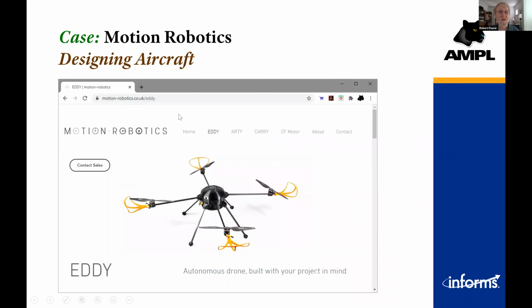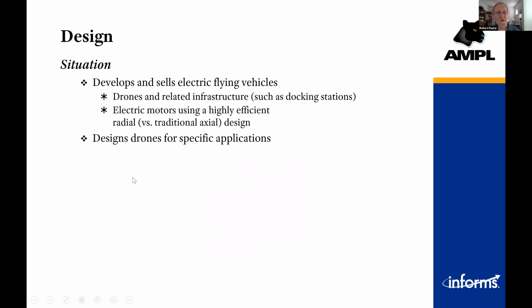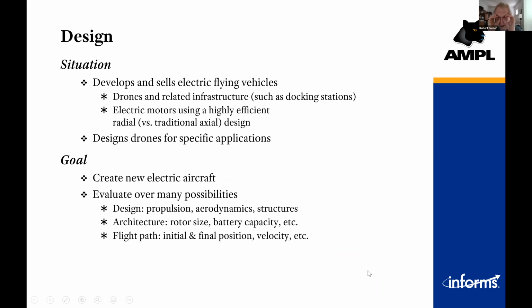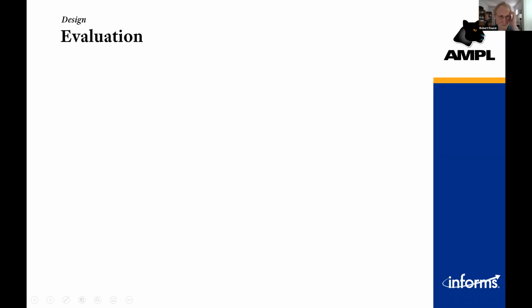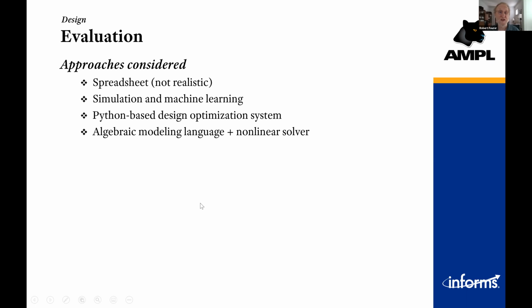Next one is a design problem from a company called Motion Robotics. They design, among other things, drones. Their goal is to create new drones and maybe new electric aircraft, and to evaluate their designs over many possibilities: different designs, different architectures, different flight paths. They originally thought about using spreadsheets, but it was not realistic. They looked at simulation and machine learning and a Python-based specialized design optimization system.